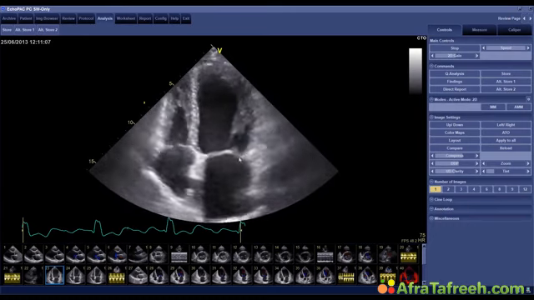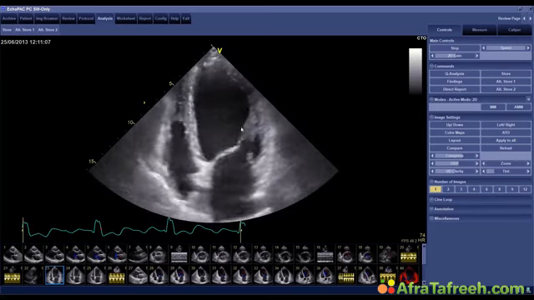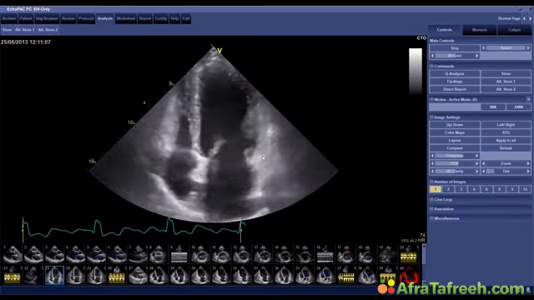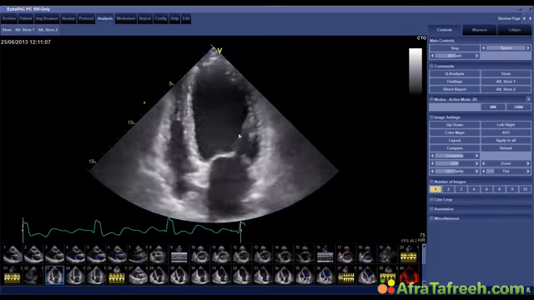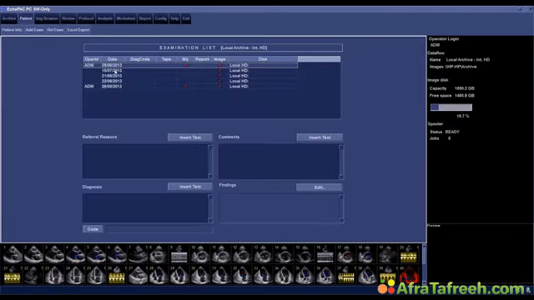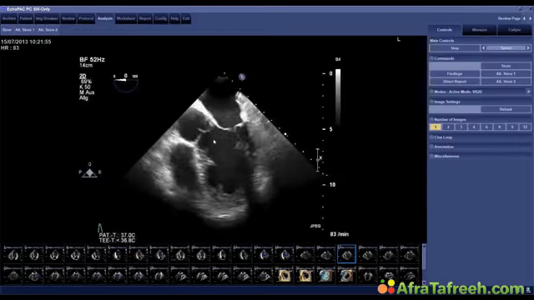Here you can see that the level of coaptation is very low. You see that there's very little tenting of the valve, which means that the bases of the leaflets have simply pulled away from each other. But the next thing I want to show you is the TEE study, and then we'll take a further look at its mechanism. Okay.